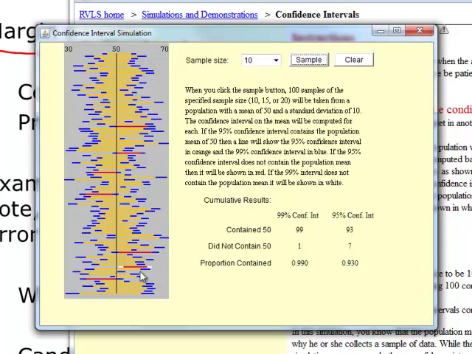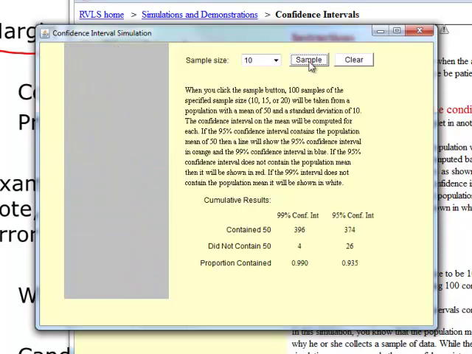And so that's something you have to keep in mind with confidence intervals, is there's always a chance that your interval is wrong. 99% or 95%, those are pretty good odds. I mean, being right 95% of the time, that's pretty good. People seem to be okay with that. Now let's see if we click on the sample several more times.